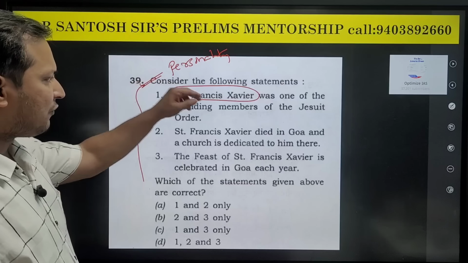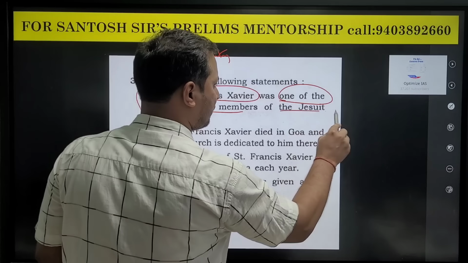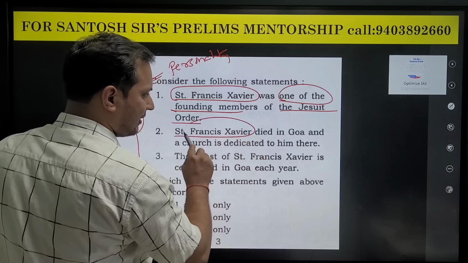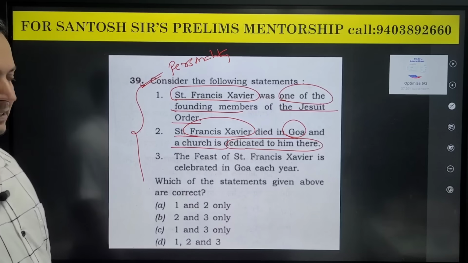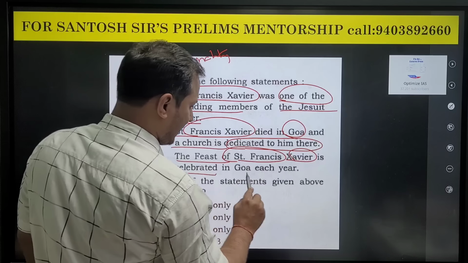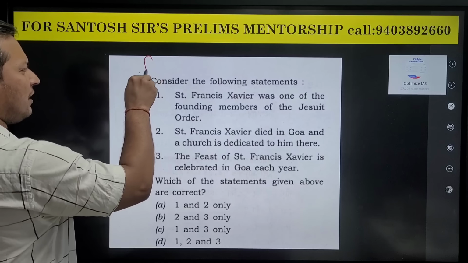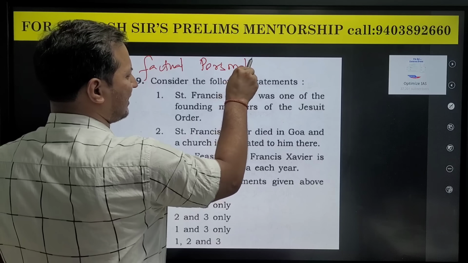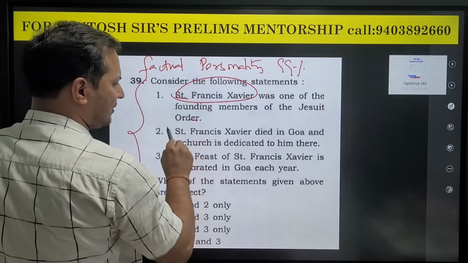Let us read. Statement 1: Saint Francis Xavier was one of the founding members of the Jesus Order. Statement 2: Saint Francis Xavier died in Goa and a church is dedicated to him there. Statement 3: The feast of Saint Francis Xavier is celebrated in Goa each year. Now you can see this is a very factual, personality-oriented question, and 99% of aspirants might not have read about this personality.